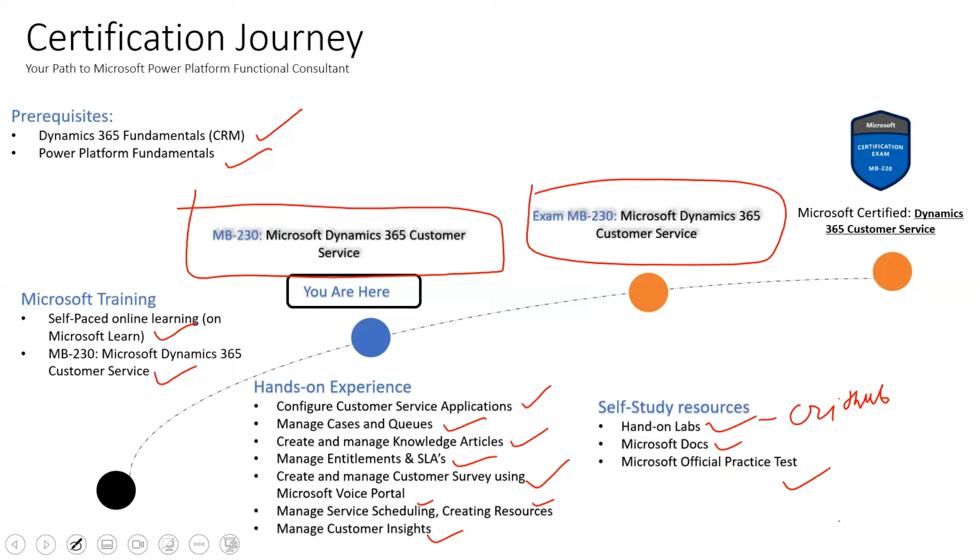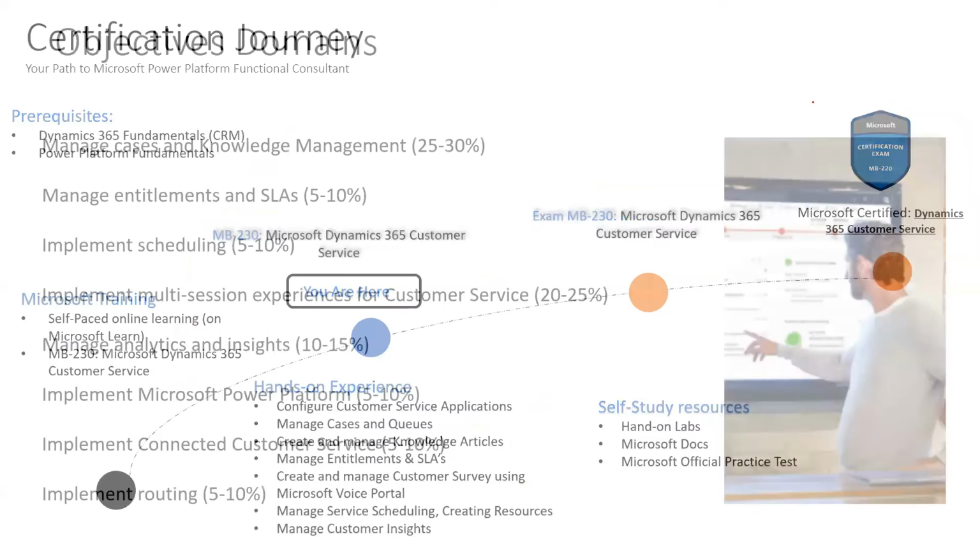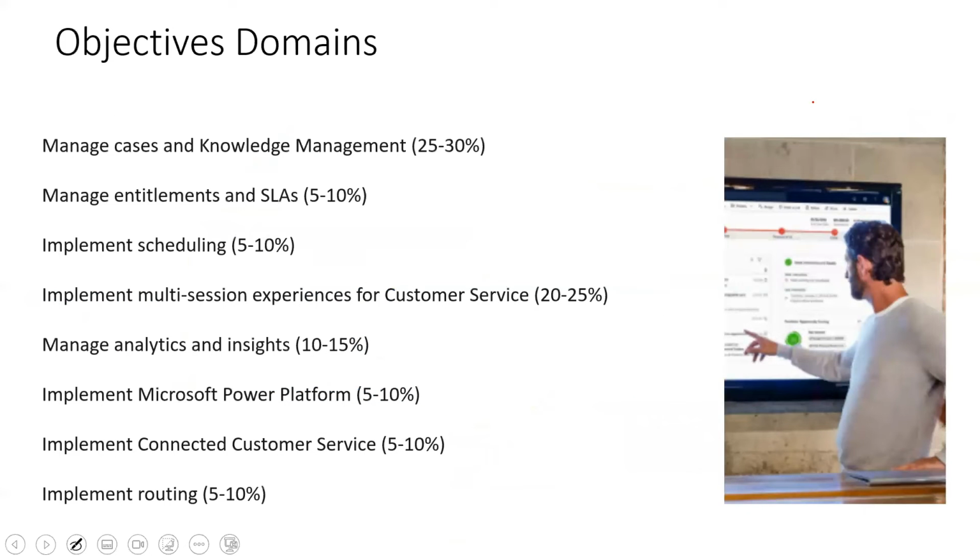And once you clear your examination, you will get certified under a criteria called Dynamics 365 Customer Service. Moving forward, let me talk about the objective domains that will be covered under this course called MB-230. You are going to have a set of objective domains available. First of all, it is managing case and knowledge management. From this domain, you will find approximately 30% of questions on your examination.